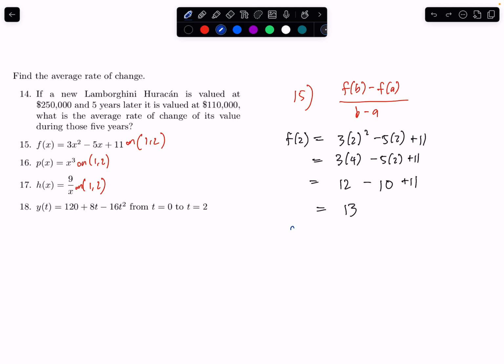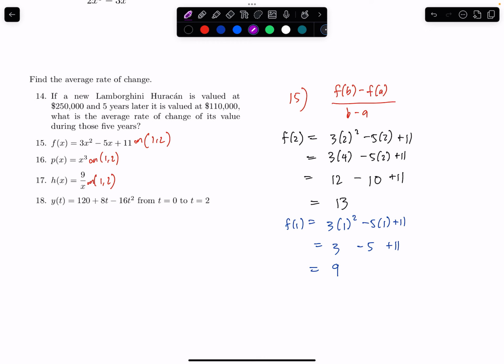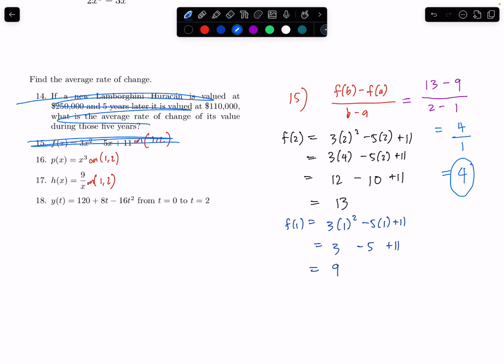Let me just do it in the bottom. Now f of 1, it's easier. 3 times 1 squared minus 5 times 1 plus 11 is equal to 3 minus 5 plus 11. 3 minus 5 is negative 2, plus 11 is 9. Now we're all set up to do the final calculation. This f of b minus f of a divided by b minus a is going to be 13 minus 9, and b and a are 2 and 1, so 2 minus 1. 13 minus 9 is 4. 2 minus 1 is 1. So the average rate of change is 4. That's 14 done and 15 done now.